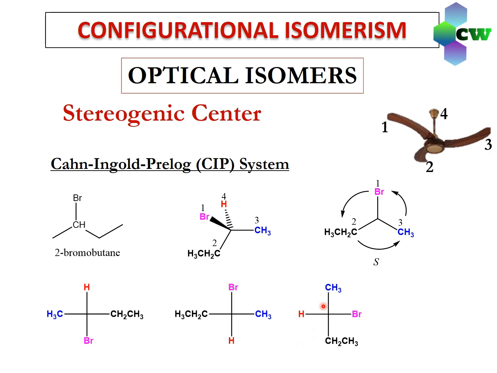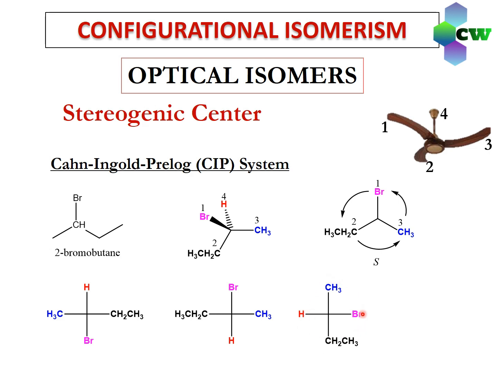You can still find the absolute configuration from this Fischer projection even if it is drawn in this way. How to do that? Let's see. So you assign priorities. This is 1, this is 2, and this is 3. Now moving from 1 to 3, you are moving clockwise.